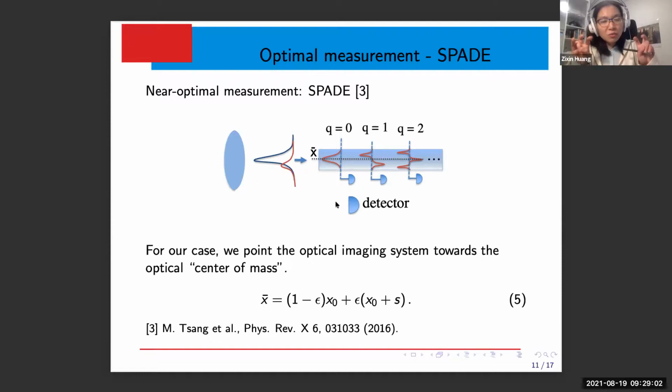It's almost optimal, but not quite. So I don't know how to get to the 100% there yet. Yeah.